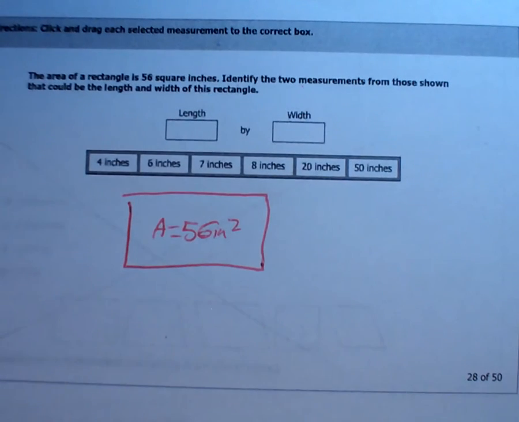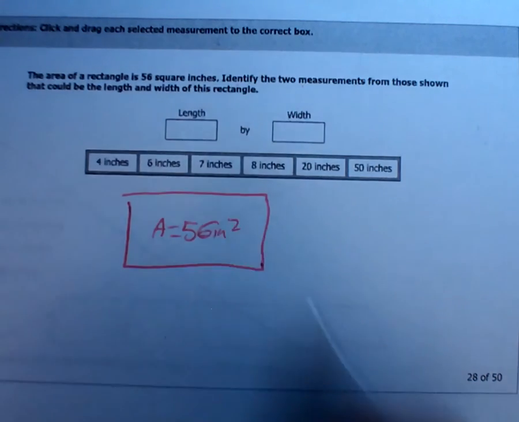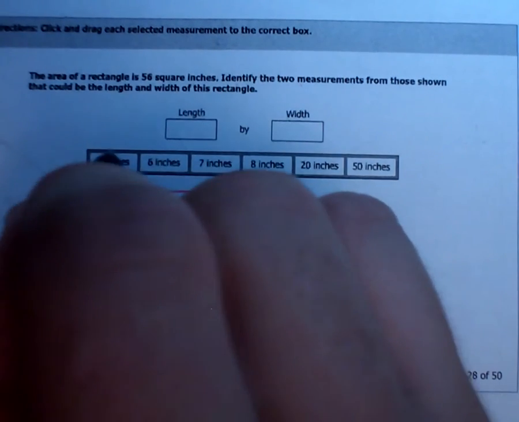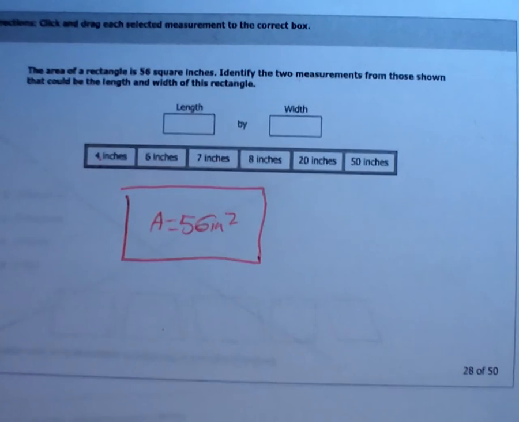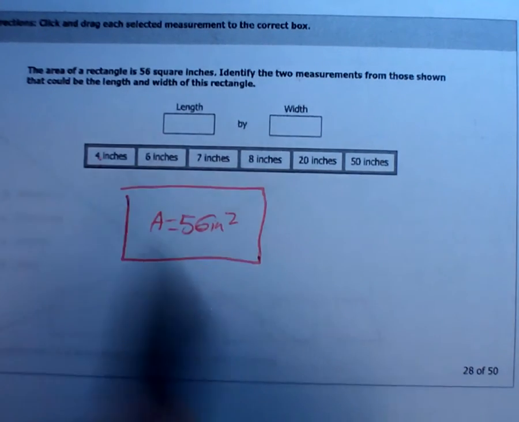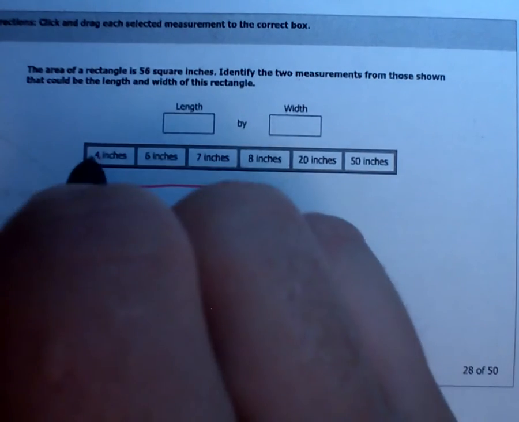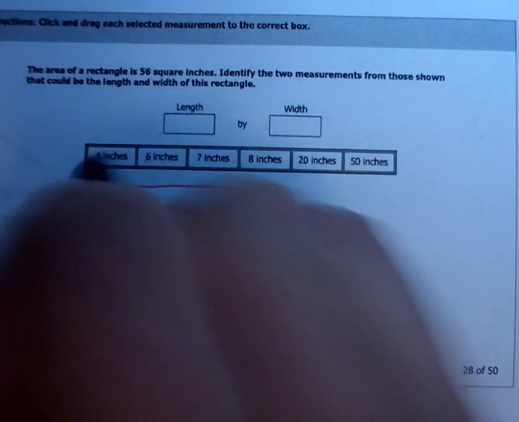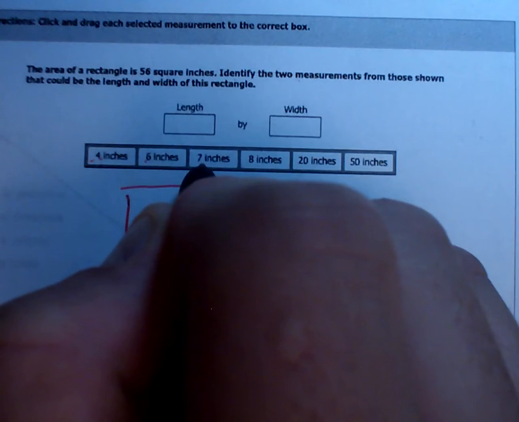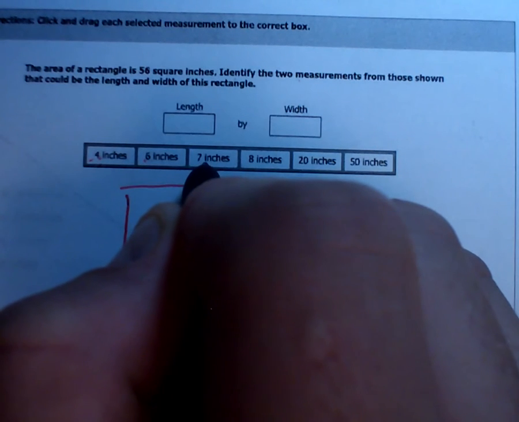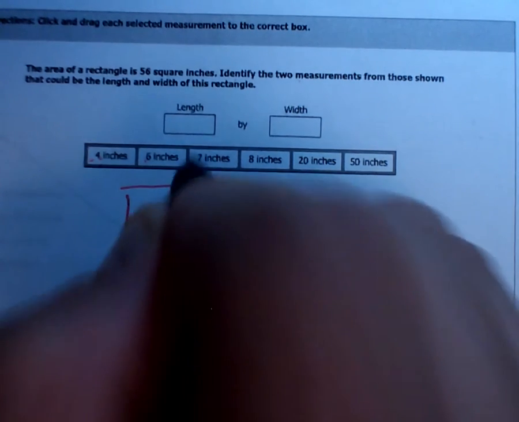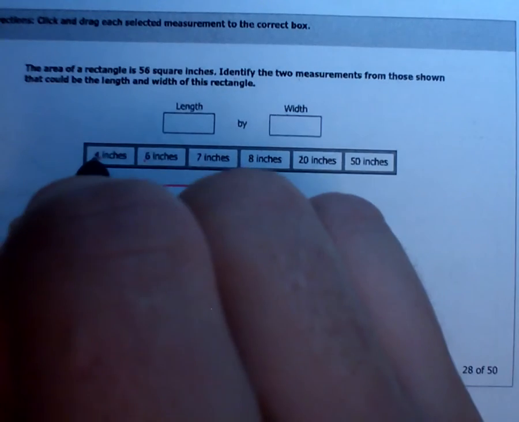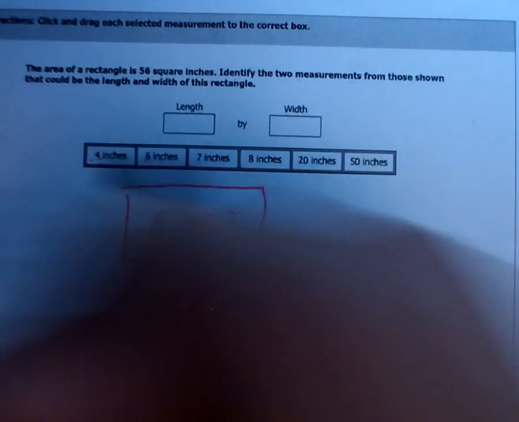So all you have to do is multiply these numbers and see which ones come out to 56. I'm going to start with the first number and multiply it by everything until I find out if 4 is part of it. Just go through each one and mark it out. 4 times 6 is 24. Nope. 4 times 7 is 28. 4 times 8 is 32. 4 times 20 is 80. 4 times 50 is like 200. So 4 is not part of it.